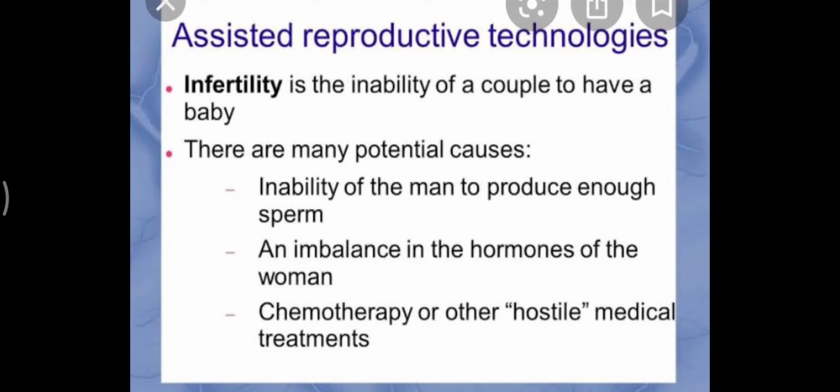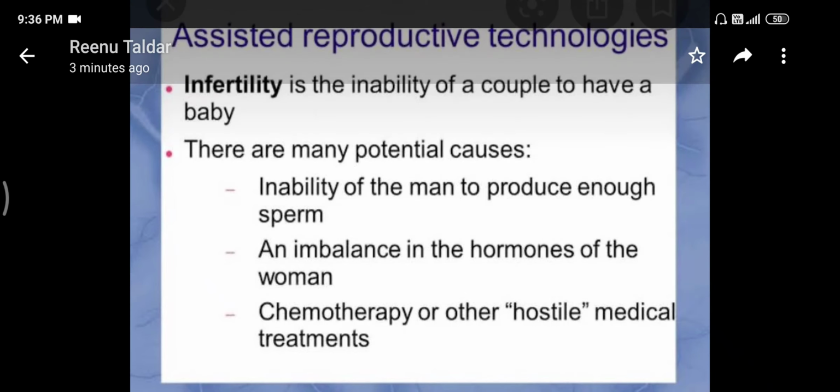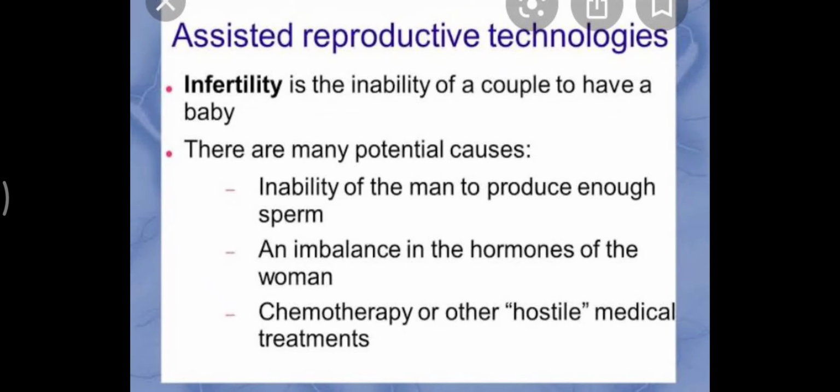In the same way, there are reasons for female infertility also, that is non-functional or absence of ovaries, non-functional or absence of uterus, and Fallopian tubes that are either damaged or ligated. So this is basically the reason for infertility in males and females. To cure this infertility problem, there are certain techniques available, and we are going to learn these techniques under the heading ART, assisted reproductive technology.